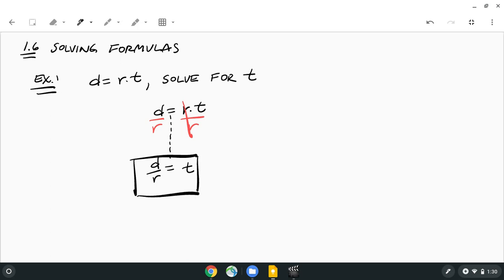Okay, so these are really supposed to be a little easier than solving equations because there are no calculations that need to be done. You just do the process of adding to both sides, but there's really nothing to add because everything's a letter. Or dividing on both sides, but there's really nothing to divide because everything is in terms of letters instead of numbers. So you just leave it as D divided by R.